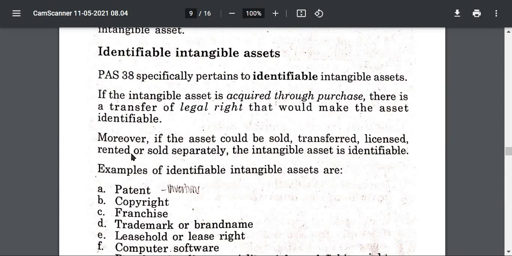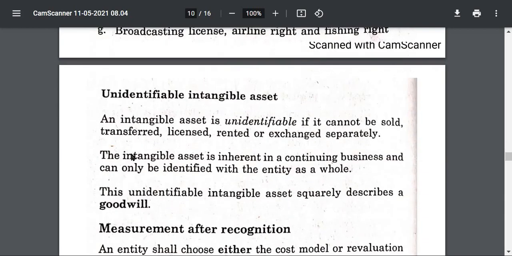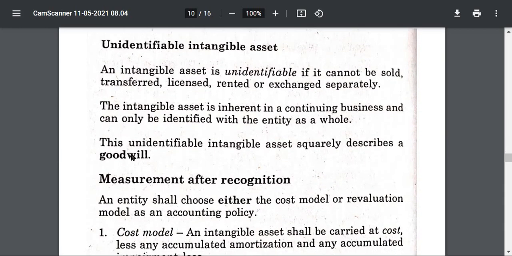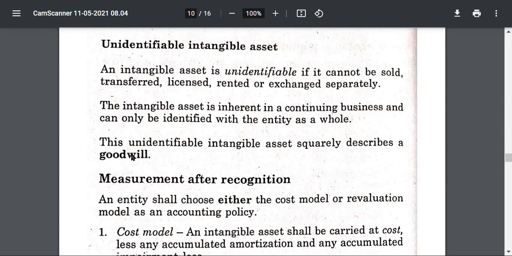So now, if there is an identifiable intangible asset, which will be classified separately in the balance sheet as part of the non-current asset portion, kapag may identifiable intangible asset, meron din palang unidentifiable intangible asset. Now, the only unidentifiable intangible asset is goodwill. So, kung ang identifiable intangible asset ay pwede mo siya mabenta, pwede siya ma-transfer, pwede siya ma-license, ma-rent or exchange separately, yung unidentifiable intangible asset naman is kabaliktaran. Meaning, it cannot be sold, transferred, licensed, rented, or exchanged separately.